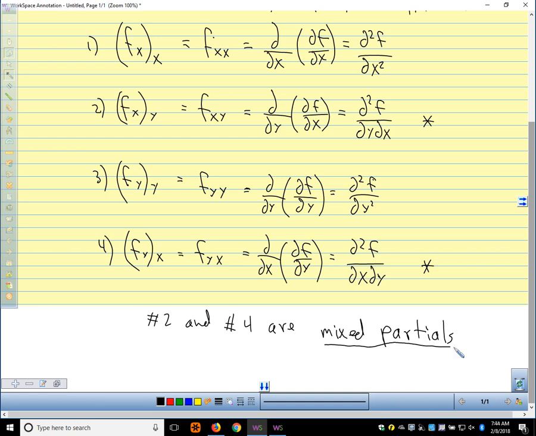And if we're talking about a function of more than two variables, we could talk about the second mixed partials and the third mixed partials and the fourth mixed partials, etc. So if you have a 3-variable function, you have more possibilities for a third partial. And if you have a 4-variable function, you have more possibilities for the fourth partial.